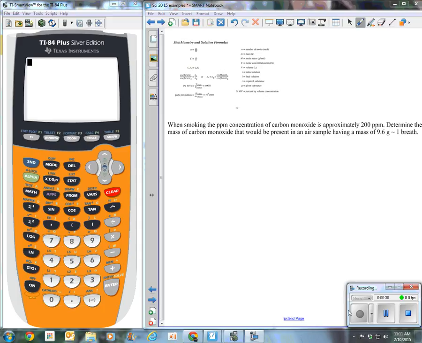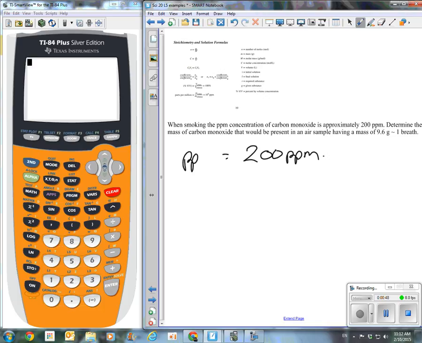When smoking, the parts per million concentration of carbon monoxide is approximately 200 parts per million. Determine the mass of carbon monoxide that would be present in an air sample having a mass of 9.6 grams, which is approximately 1 breath. So here we go. We've got 200 parts per million. We know that is parts per million, okay? We also have this 9.6 grams.